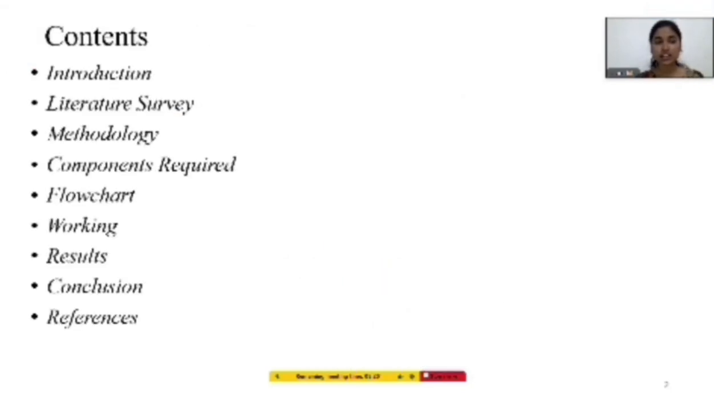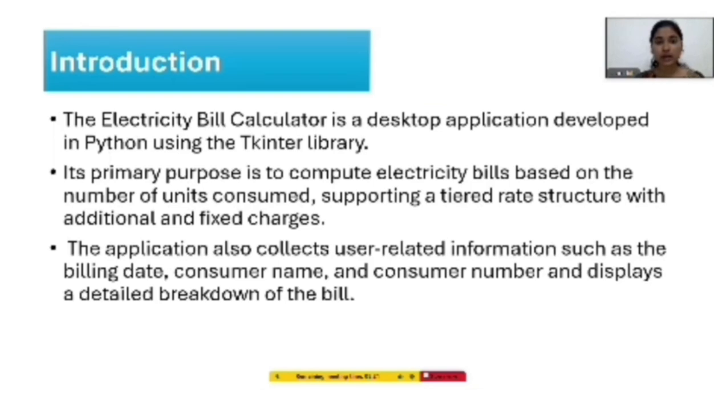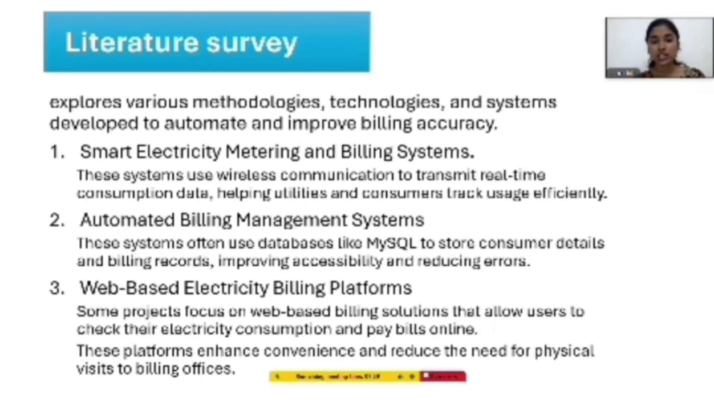So, these are the contents of our project. As we know, we pay our monthly electricity bill. This project is a simple yet effective application developed using core Python concepts to automate the calculation of electricity bills based on user consumption. The main objective is to reduce human errors and save time in calculating electricity charges instead of doing manual calculations. This Python system takes the number of units consumed and computes the bill using a slab-based tariff system.